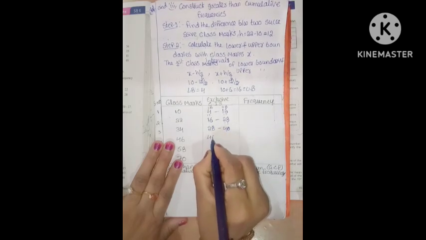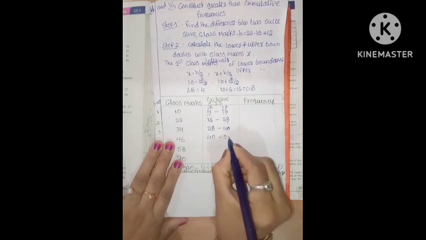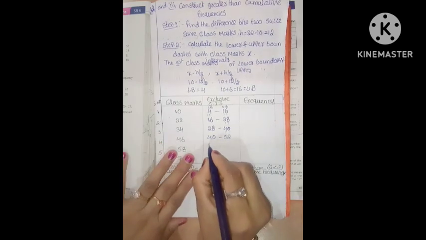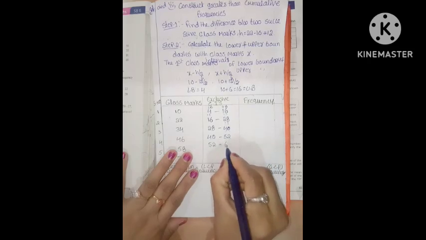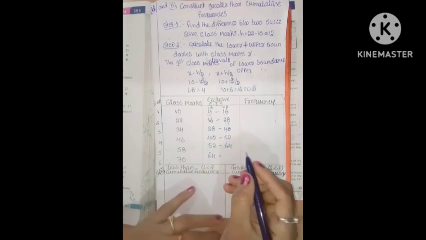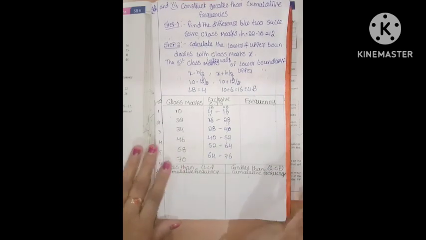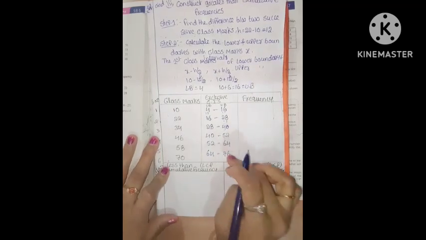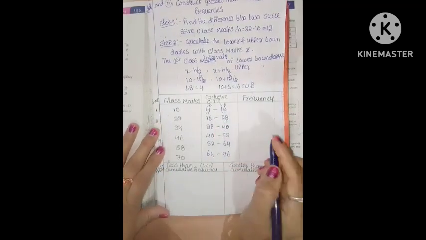Next 40 plus 12, 52. Next 52 plus 12, 64. Next 64 plus 12, 76. Okay, these are all the exclusive class intervals, lower boundaries and upper boundaries.